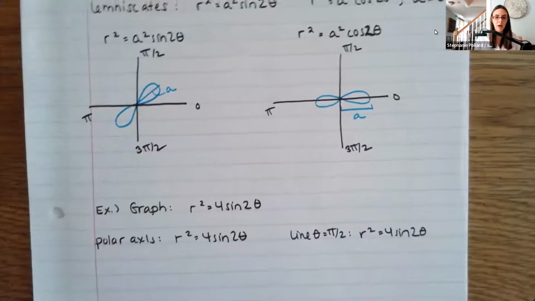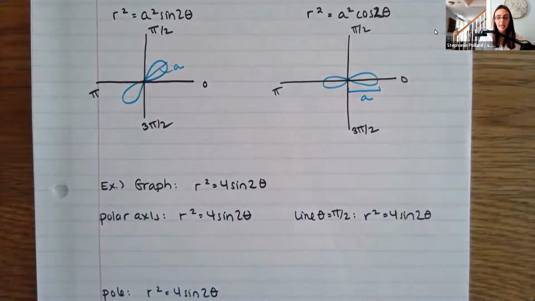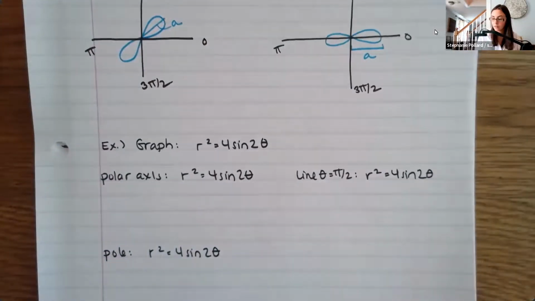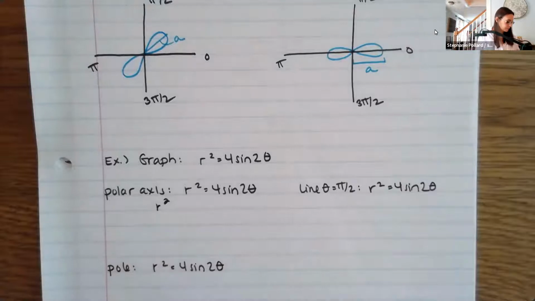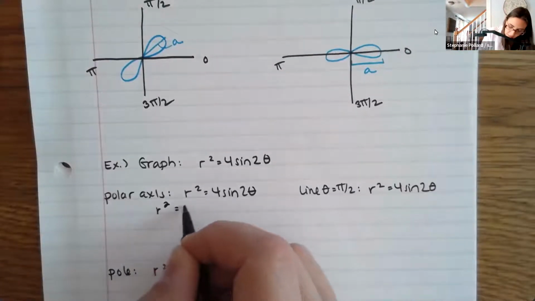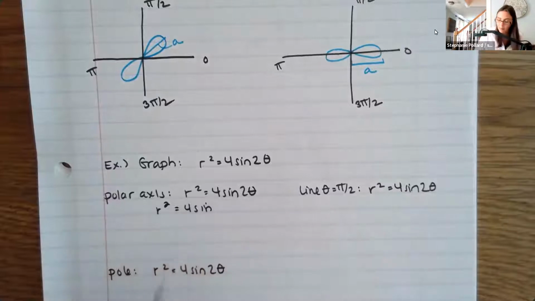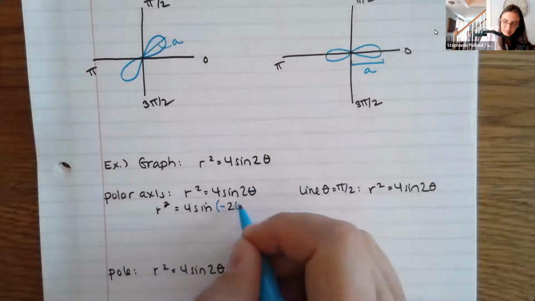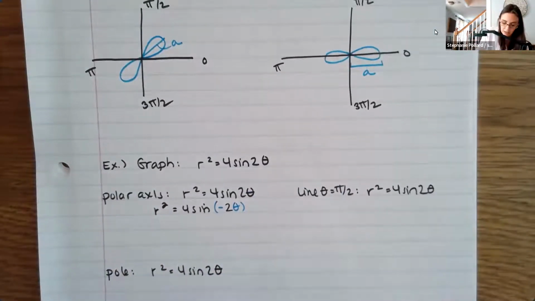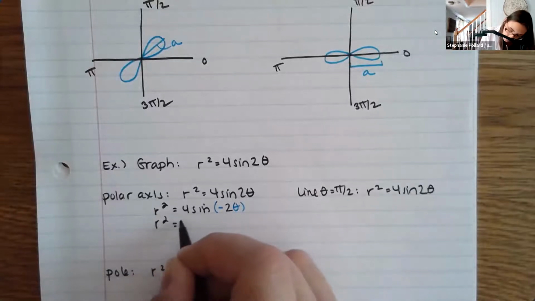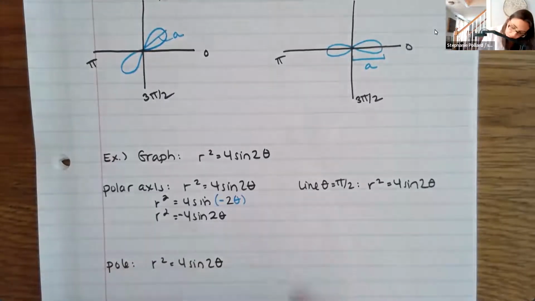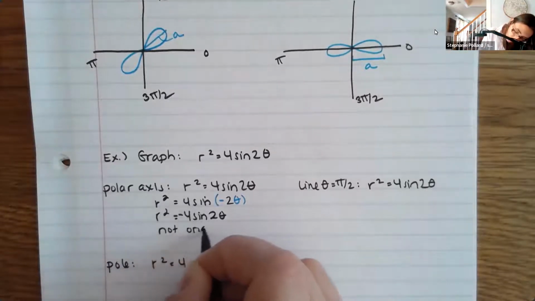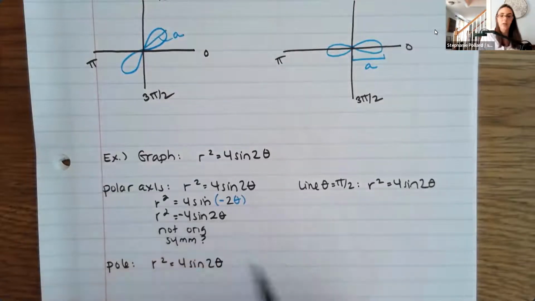So here you have r squared equals 4 sine of 2 theta, and the first thing that's good to do is to just check for symmetry here. So for the polar axis, we're going to go ahead and replace the theta there with negative theta. So you end up with a negative 2 theta on the inside here. And remember, sine is not even, so that negative is going to come out. So it's negative 4 sine of 2 theta. And again, this is not the same as the original. So again, we just don't really know about the symmetry there.